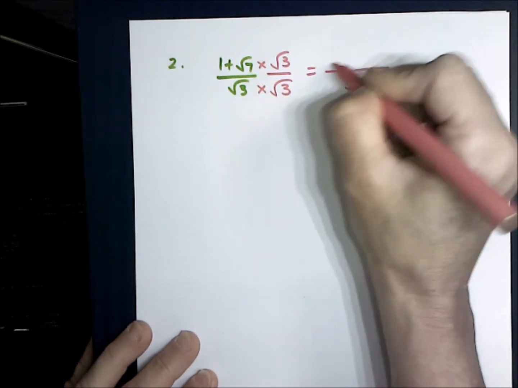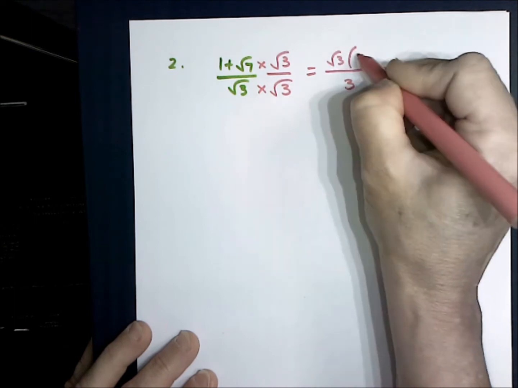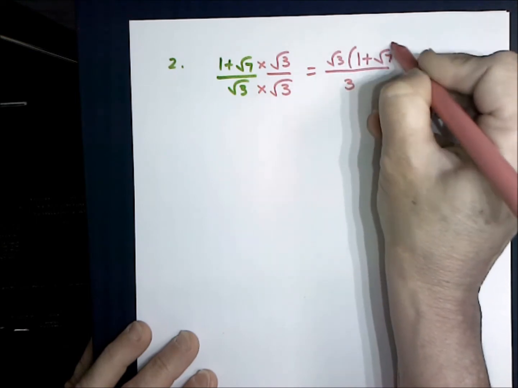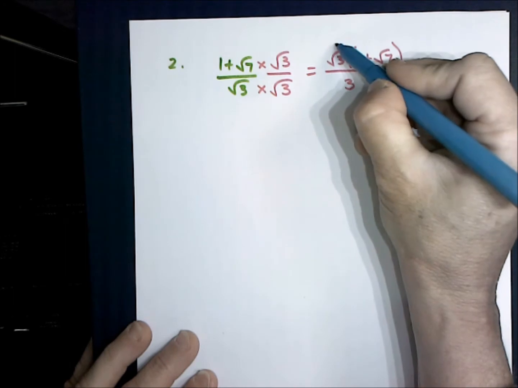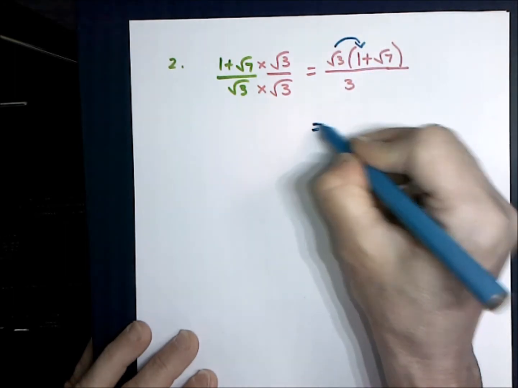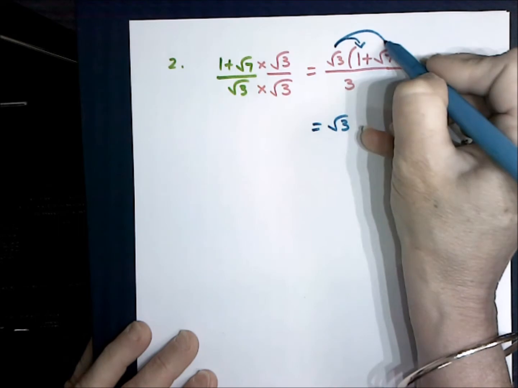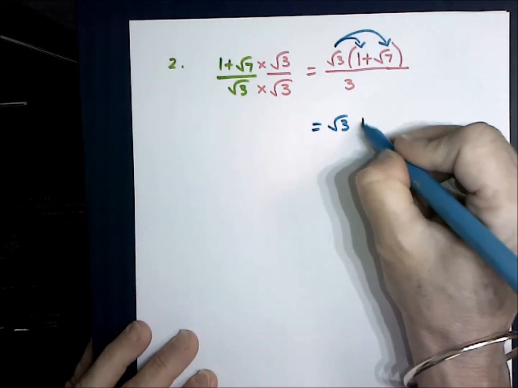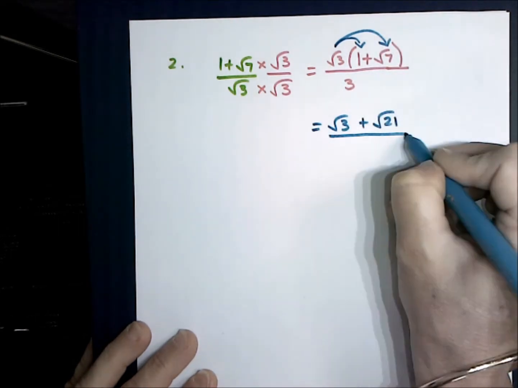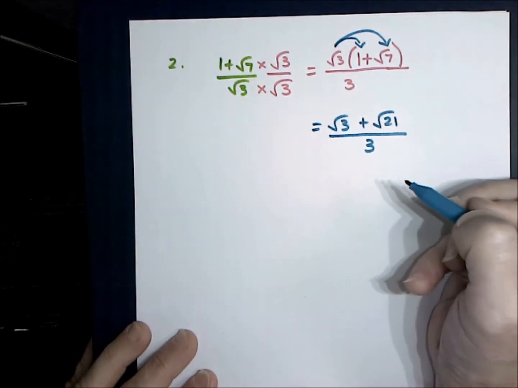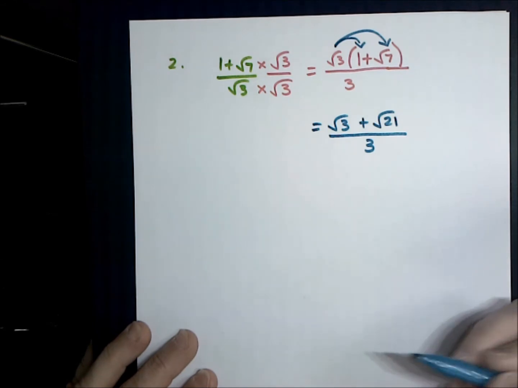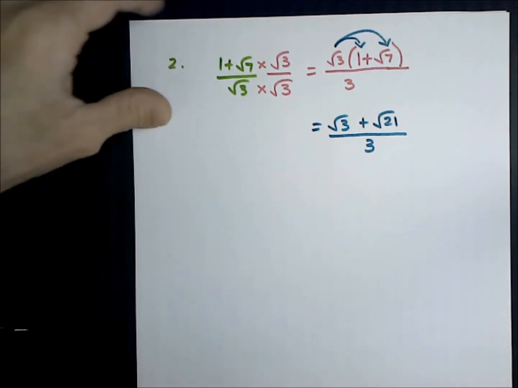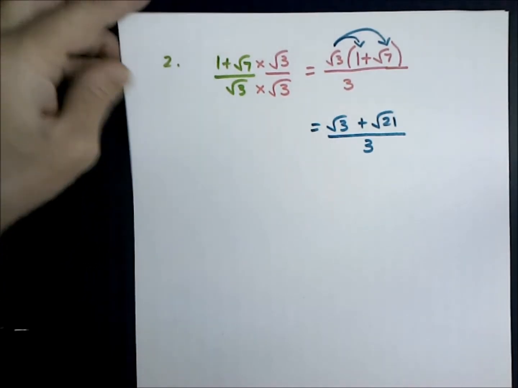The top is a bit trickier, so we've put the square root of 3 and left the original part in brackets because we're going to do square root of 3 times all of that. So we need to remember how to expand. Square root of 3 times 1 is the square root of 3. Square root of 3 times root 7 is square root of 21. Now we go to the bottom, it's just got a 3 there. The last step is, can we simplify that? No, we can't simplify square root of 21 or square root of 3. Have we got a whole number on the bottom? Yes, so we've rationalised the denominator.